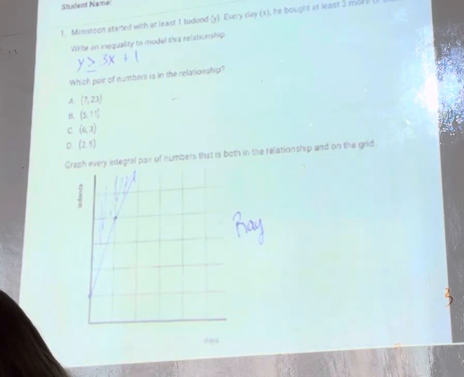So what points are going to be in that shaded region? If you put that point into the equation, it's going to give you a true statement. It's not going to be false. So what do y'all think the answer is? Not D. D's easy because we can see it. C's not right. C you can see also. So it's either A or B.